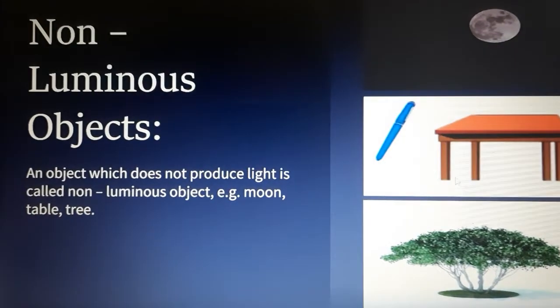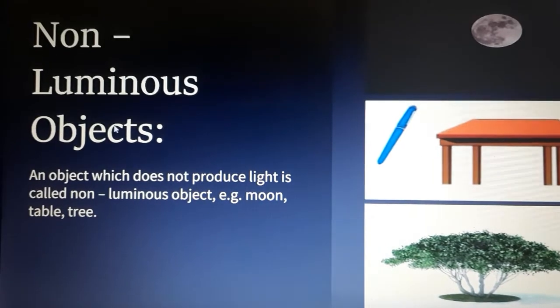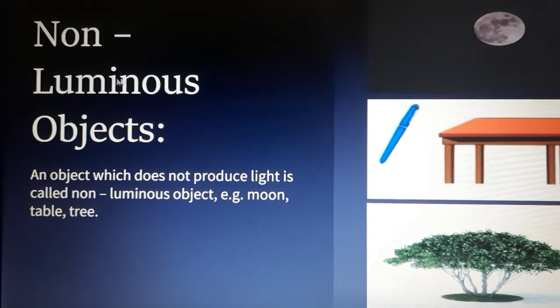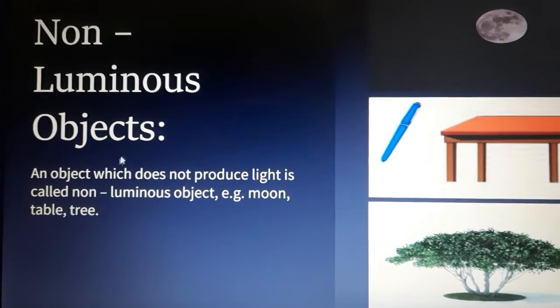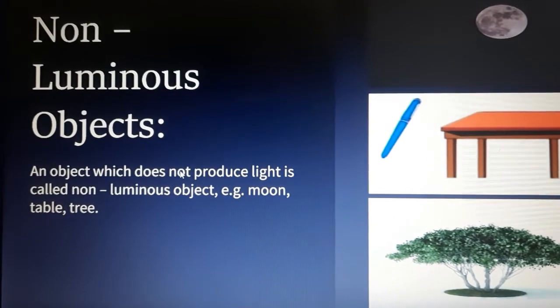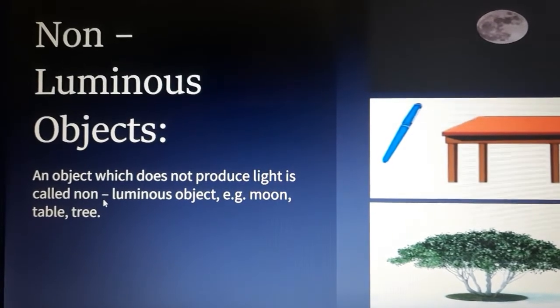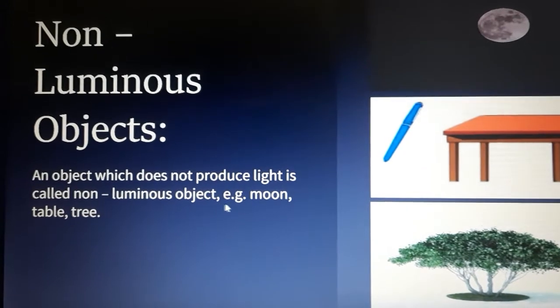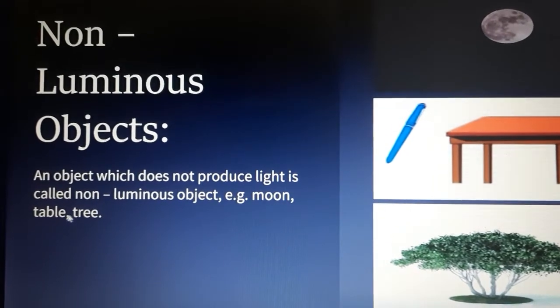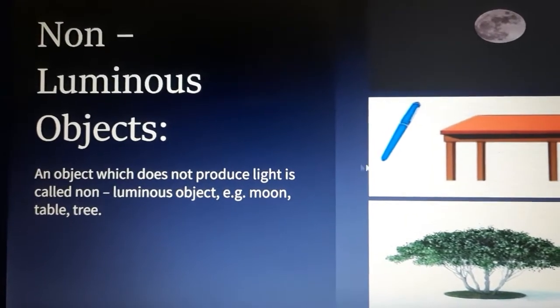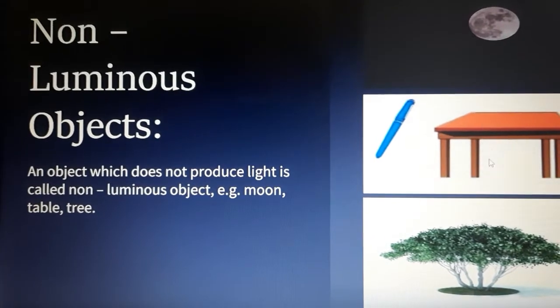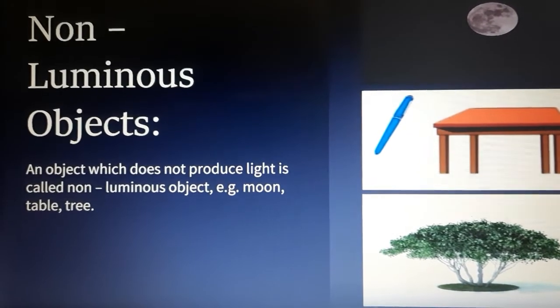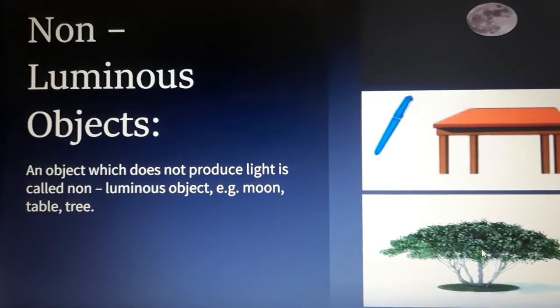Opposite of luminous objects are non-luminous objects. As they are the opposite of luminous, you would have guessed by now. An object which does not produce light is called non-luminous object. Example: moon, table, tree. All these are non-luminous objects because they do not produce their own light.